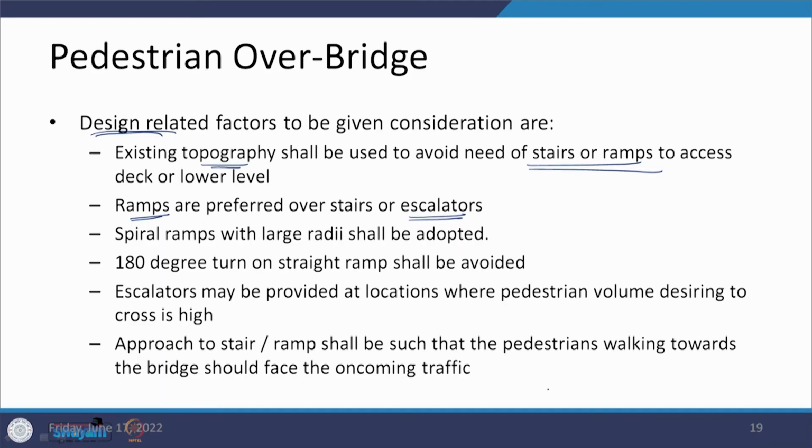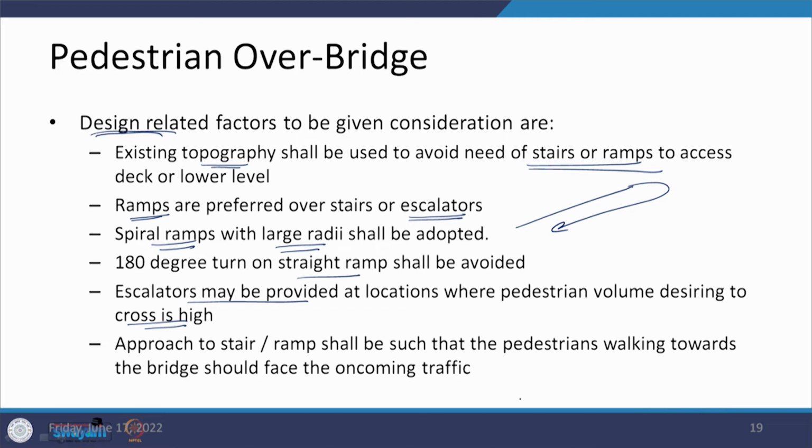So, that can be looked at. If you are providing spiral ramps, then they should have large radii. It should not happen that straight ramps are provided and then there is a 180-degree turn in this form. That is not a good design. Then escalators can be provided at locations where the volume is quite high, of those desiring to cross at that location.